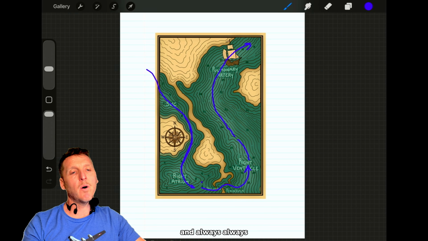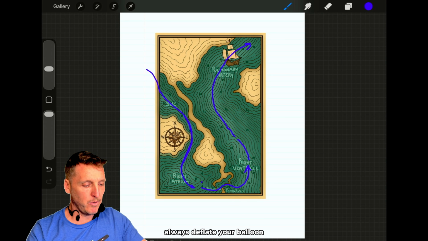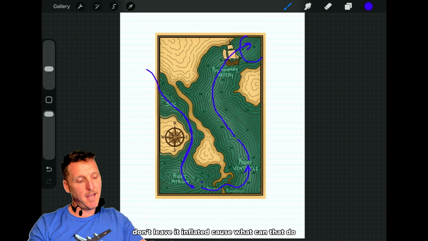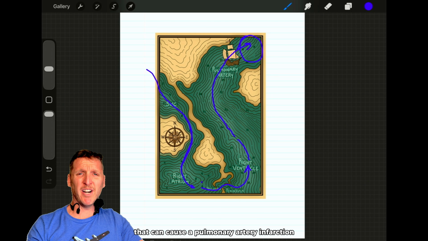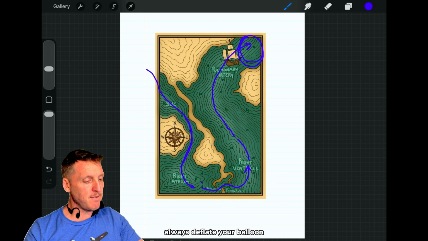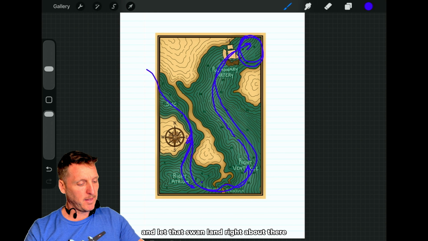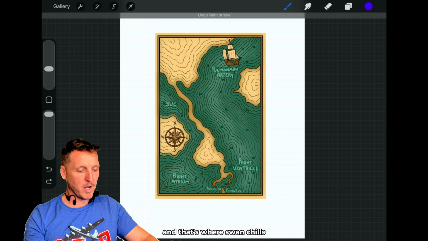And always, always, always deflate your balloon. Don't leave it inflated, because what can that do? That can cause a pulmonary artery infarction. Always deflate your balloon and let that swan land right about there. And that's where swan chills.